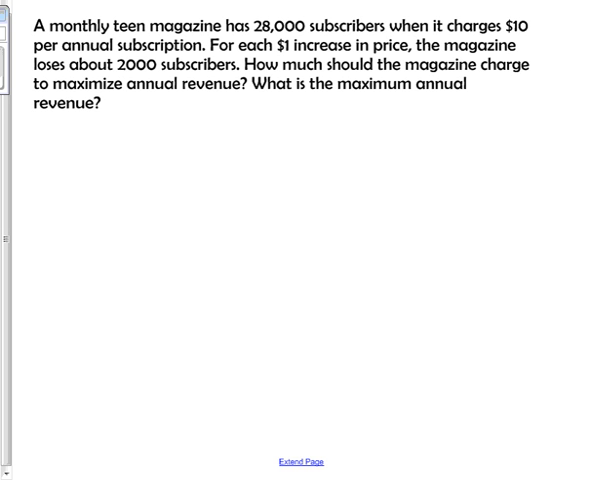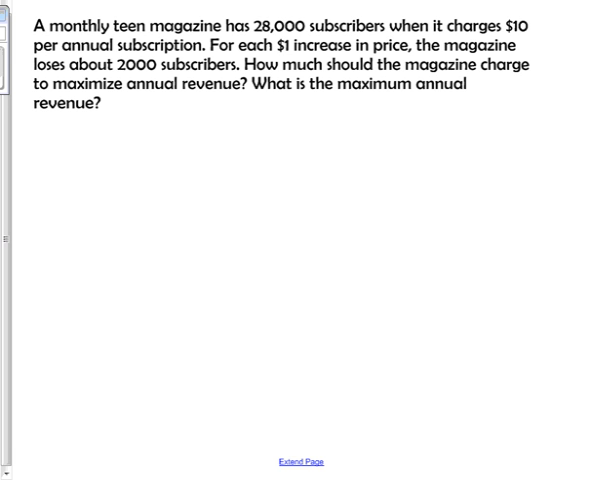This here is an example of a finance quadratic application. A monthly teen magazine has 28,000 subscribers when it charges $10 per annual subscription. For each $1 increase in price, the magazine loses about 2,000 subscribers. How much should the magazine charge to maximize annual revenue? And then what is the maximum annual revenue?